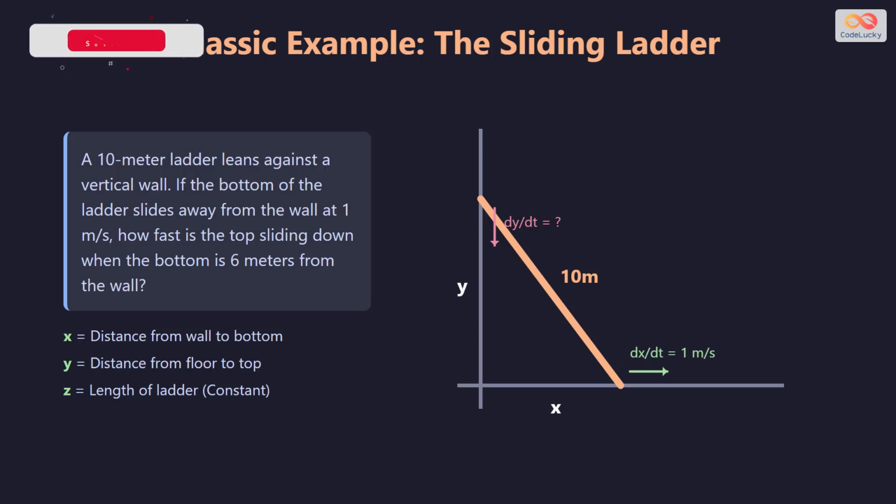Let's look at a classic example, the sliding ladder. Imagine a 10-meter ladder leaning against a wall. The bottom starts sliding away at 1 meter per second. We want to know how fast the top of the ladder is sliding down the wall at a specific moment. We can define the distance from the wall as x and the height as y.